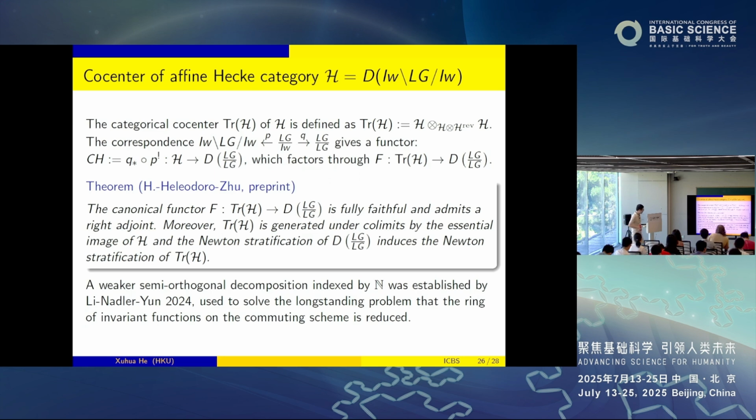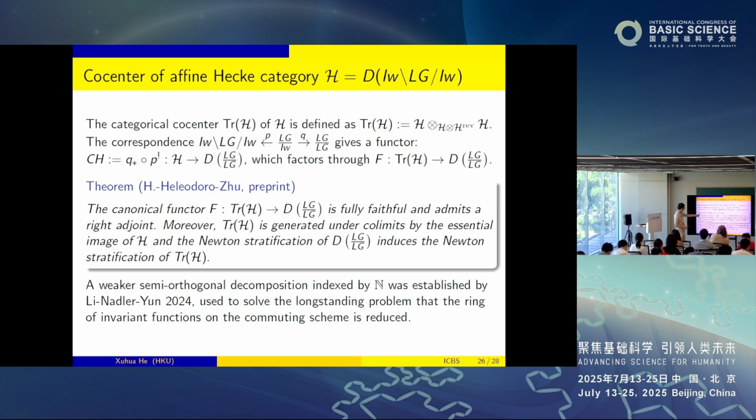Okay, so I still have a few minutes, and let me explain more about this. What we can do is that for this, I write this as an affine Hecke category, but in fact we can also take into account the characters on the finite torus, and this leads to a slightly larger Hecke category.